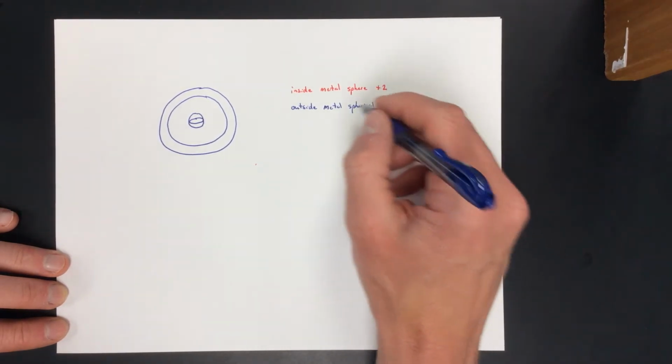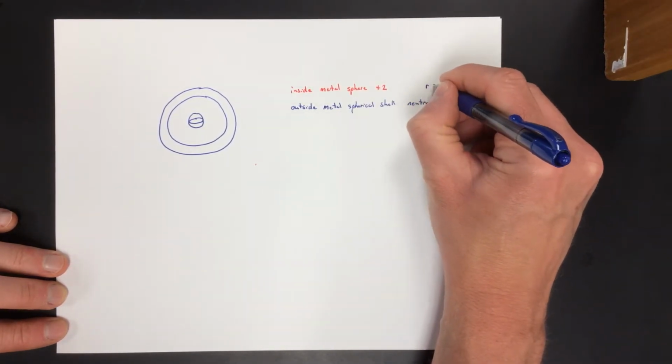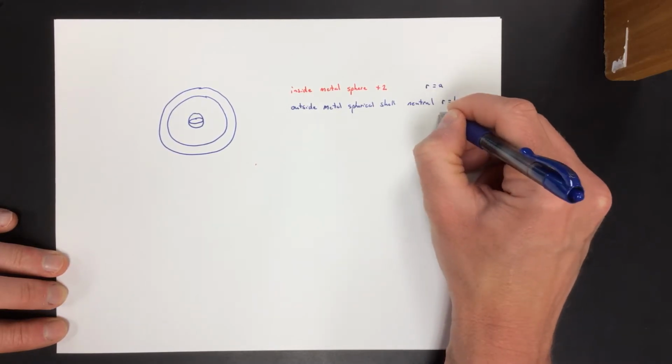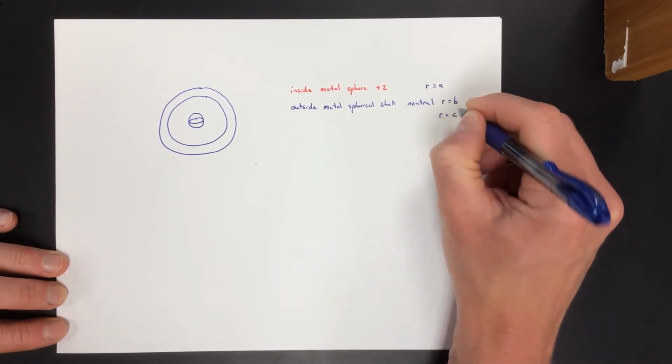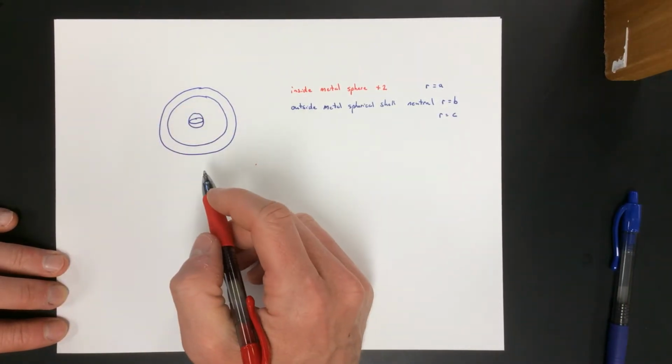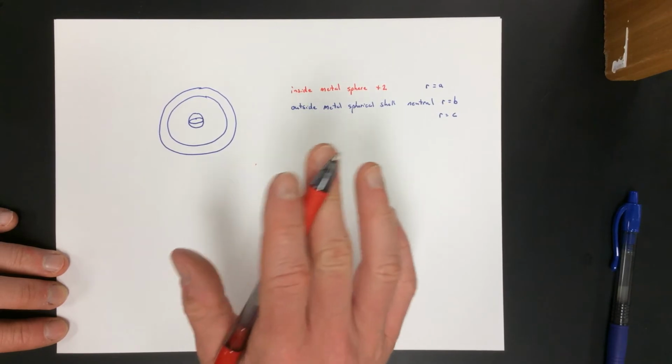Okay, and let's say this has a radius of A, and this has an inside radius of B, and an outside radius of C. I know I'm getting kind of complicated here. Okay, so we want to know the E field in all these random spots.